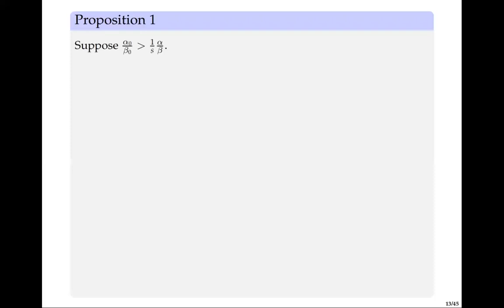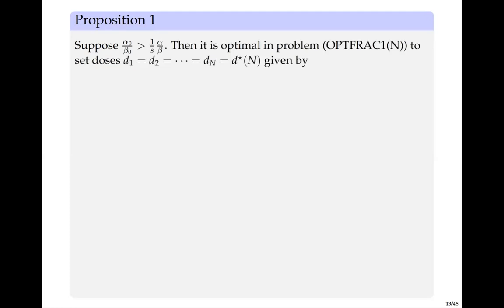So like I said, suppose alpha 0 over beta 0, these are the parameters of the tumor linear quadratic model, is bigger than 1 over S times alpha over beta. Remember, S is the sparing factor for that normal tissue, and alpha and beta are the parameters of the LQ dose response model for that particular normal tissue. Then it is optimal in that problem, with a single normal tissue of course, to deliver doses that are all equal to each other in all the treatment sessions. Like I said, it's an equal dosage solution.